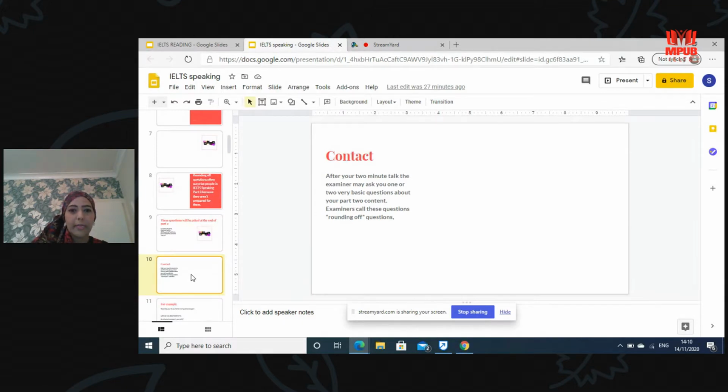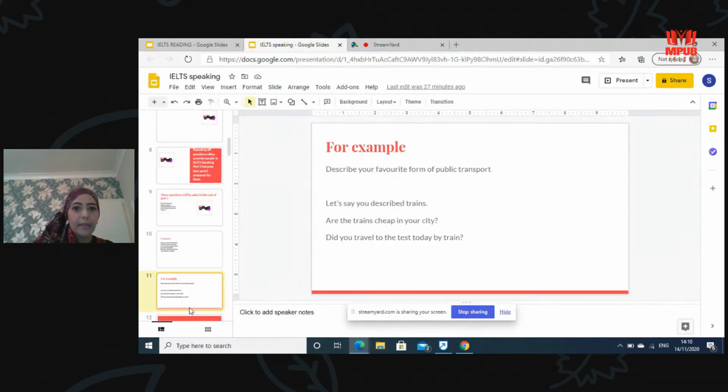After your 2-minute talk, the examiner may ask you 1 or 2 very basic questions about your part 2 content. The examiners call these the rounding off questions. For example, it might be: describe your favourite form of public transport. Let's say you described trains. The questions could be: are the trains cheap in your city? Did you travel to the test today by train?